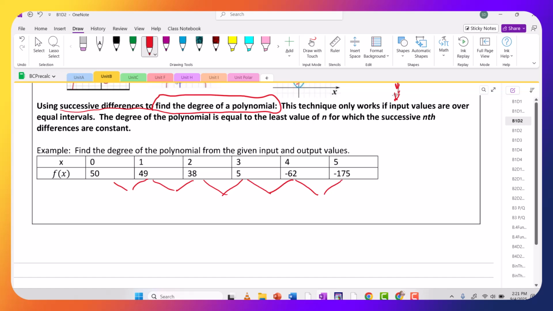And why is this -1? Sure, I went 49 minus 50, but this is what's happening as I have equal input values. Look at these. These go up by 1. So in this reading, you got to make sure you have common input intervals. So these go up by 1.